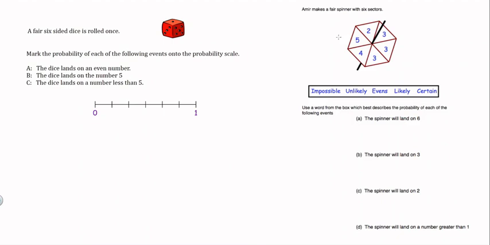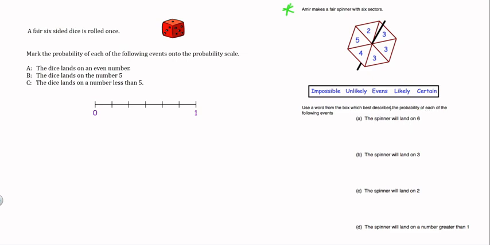Looking at two different questions here to do with probability. I want to focus on this one first. Amir makes a fair spinner with 6 sectors. You can see the numbers there, it's just a spinner. There are 5 different words here, you can see. Use a word from the box which best describes the probability of each of the following events.